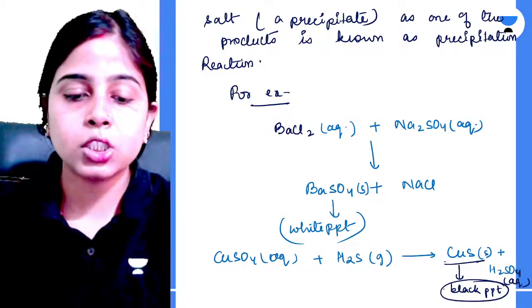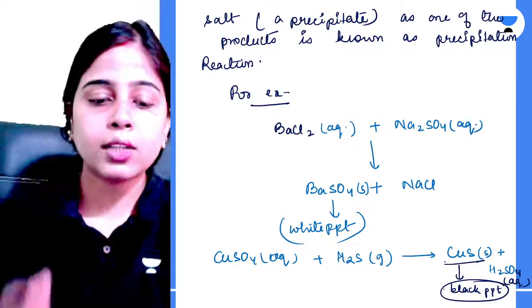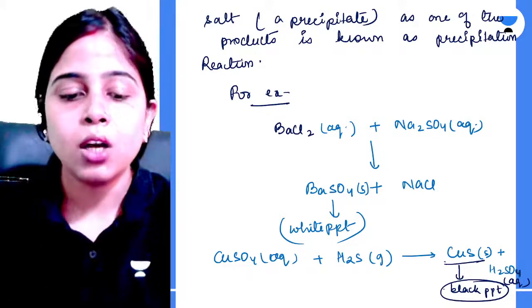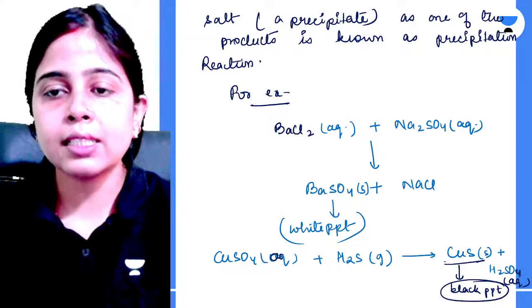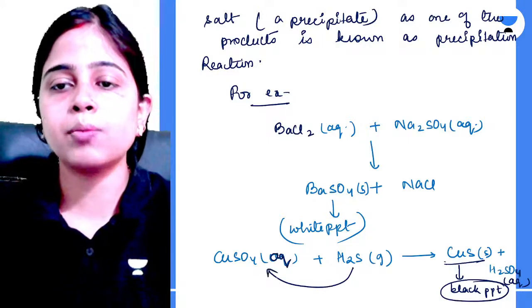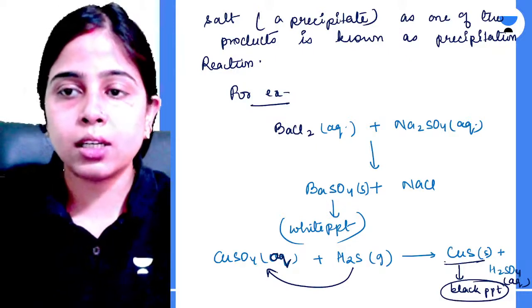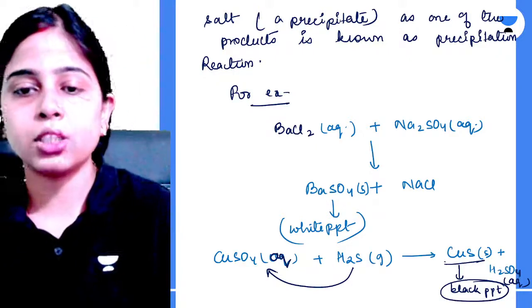So precipitation is a formation of a solid when your two solutions are mixed together, that is two compounds in the aqueous form, or when a gas is bubbled through a solution. In this case, your gas is being bubbled through a solution. Clear? This is your double displacement reaction as your examples of precipitation reaction.